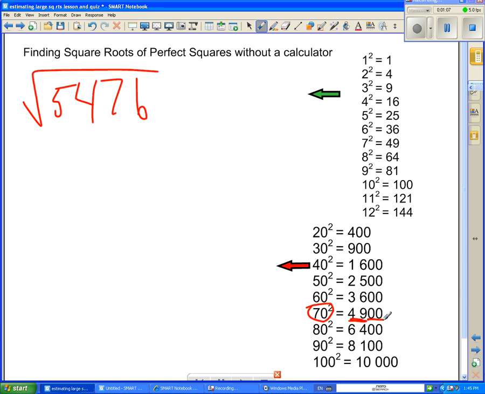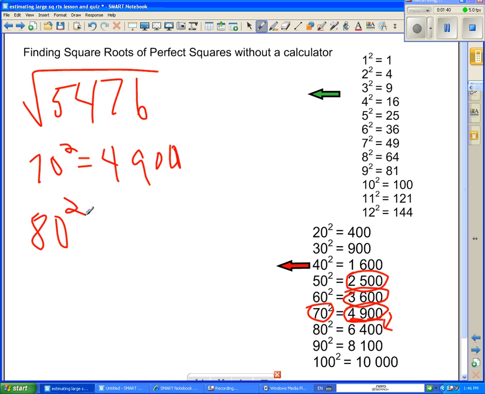Now, the number 5,476 is bigger than 2,500. It's bigger than 3,600. It's bigger than 4,900, but not quite as big as 6,400. So I know that 70 squared is equal to 4,900, and that 80 squared is equal to 6,400. So this number must be somewhere in between.